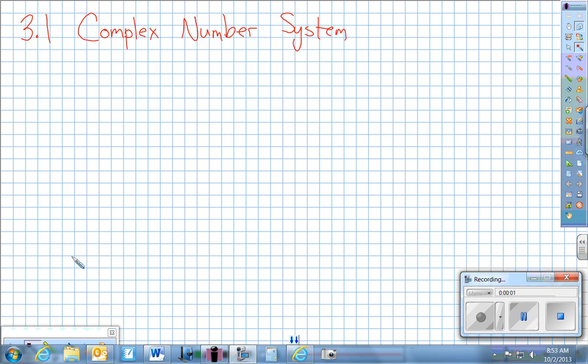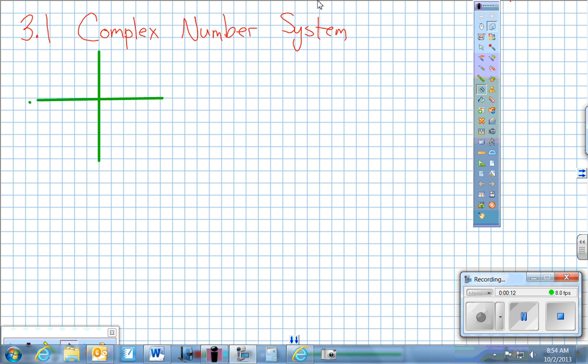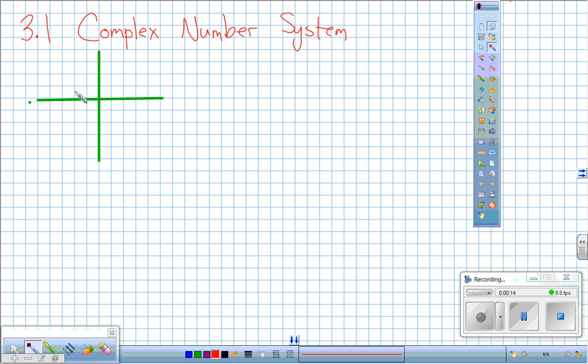3.1 for the complex number system. Before, we had looked at some graphs of quadratic functions. Usually we're looking at quadratic graphs, and before we were looking for solutions where this quadratic graph would cross the x-axis, but in cases where it doesn't actually cross the x-axis, we end up with things called imaginary solutions.